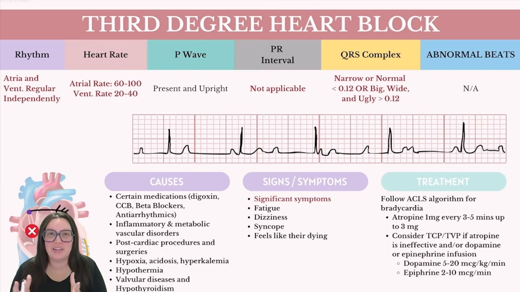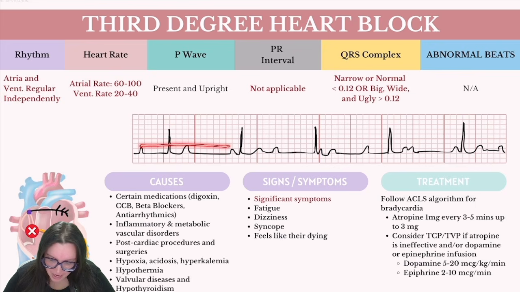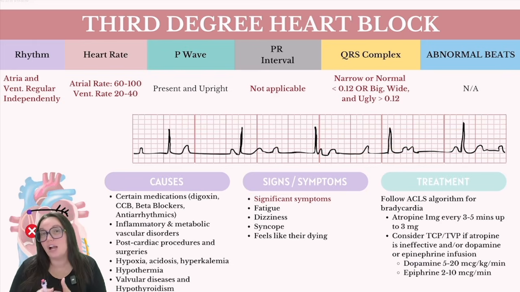So what are we looking at when it comes to rhythm identification? Well, we have the atria and the ventricles. They're going to be regular but independent of each other. If I was to measure out my atria on my strip, they're going to fall in the exact same place every single time. And our ventricles are going to do the same thing. They're also going to fall in the exact same place every single time, but they're not going to be dependent on each other.